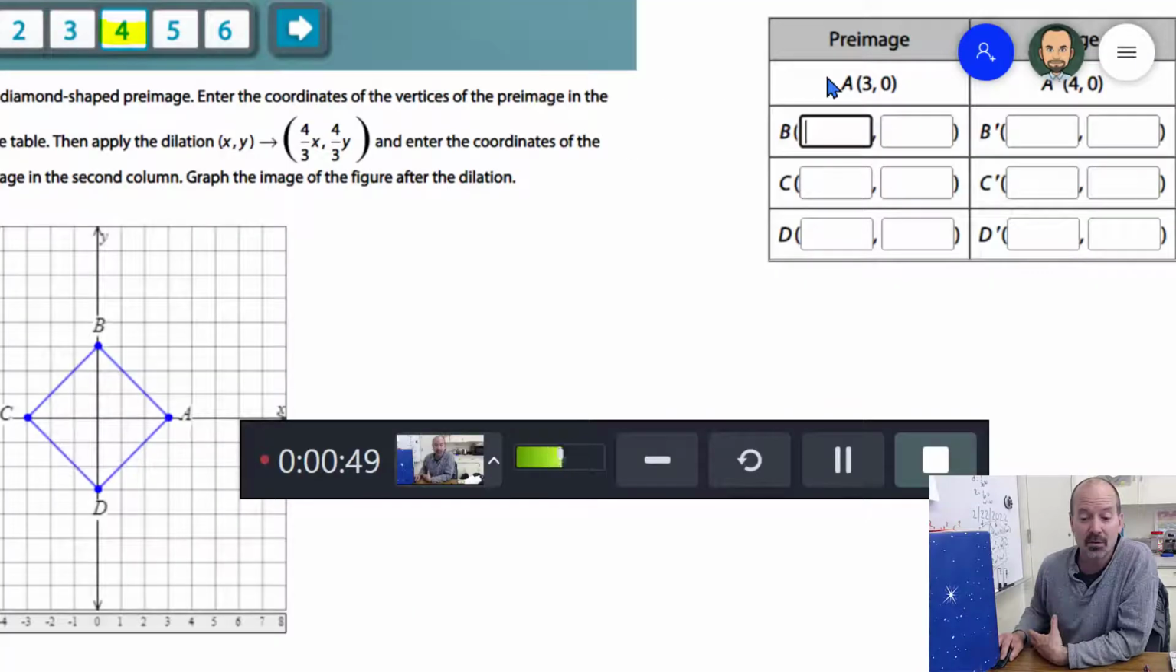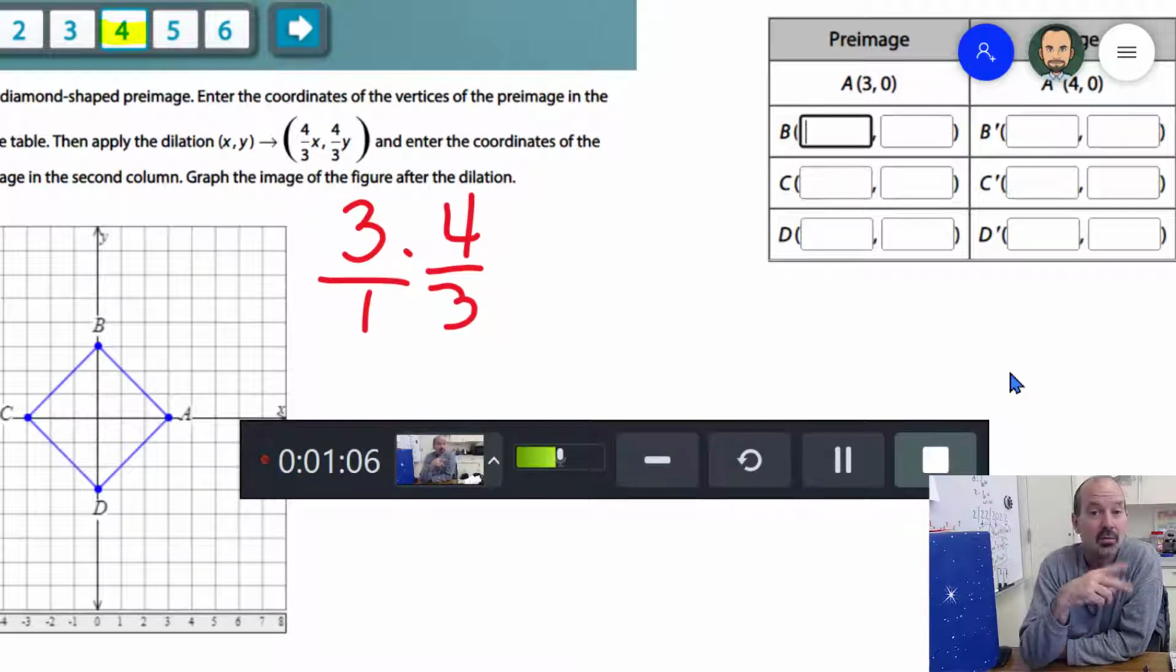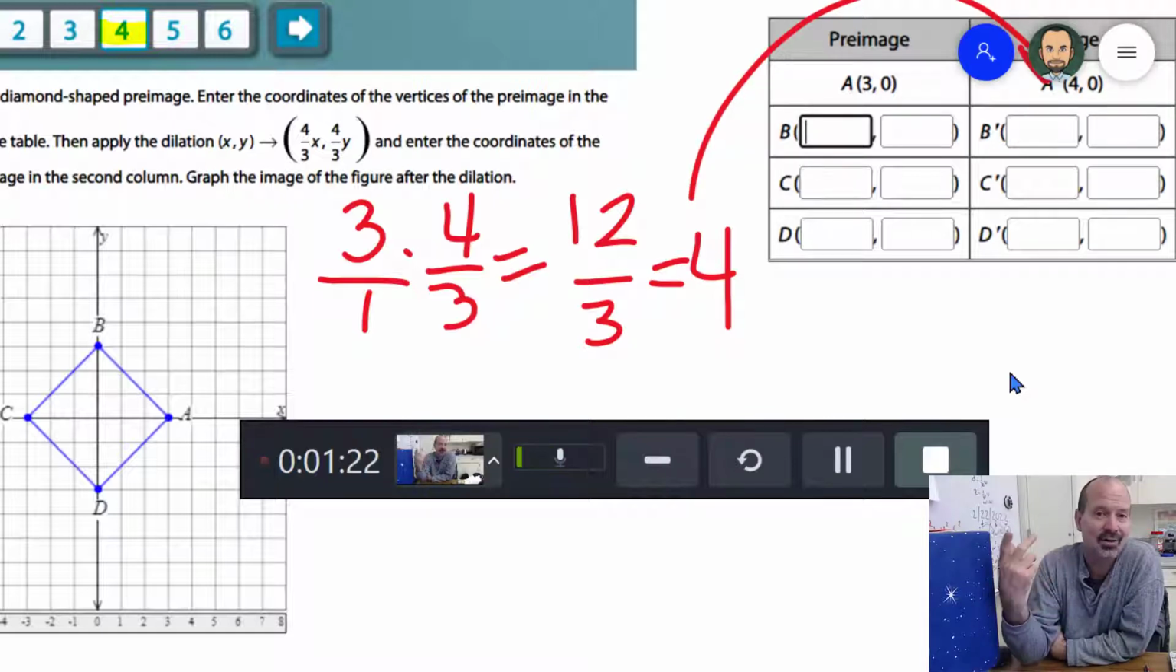Notice they did the first one for us right here. Point A was 3, 0, and then they took that 3 and multiplied it by the dilation factor, which is 4/3. So if you put a 1 under the 3, you could multiply the tops. 3 times 4 is 12. Multiply the bottoms. 1 times 3 is 3. You would get 12 over 3, but 12 divided by 3 is 4. And that's where the number 4 comes from, right over there. So they already put in the number 4 for the first answer for letter A.